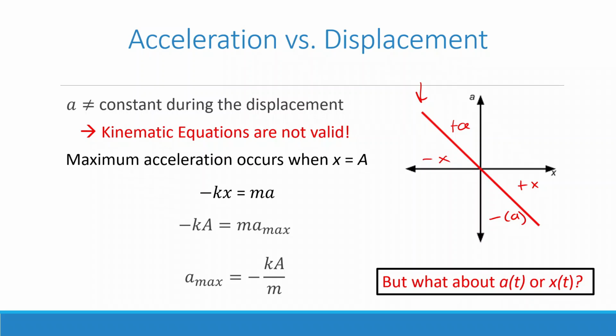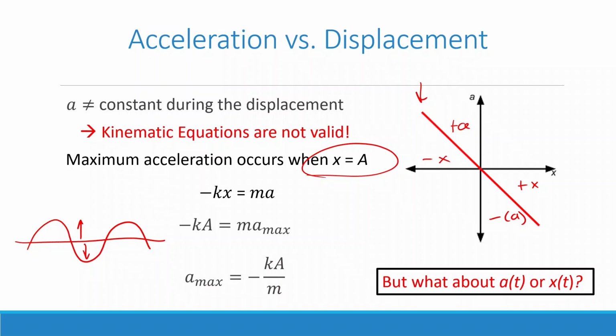If we were to take a look at the maximum values, our maximum acceleration is going to occur at the amplitude of the oscillation. Oscillations have amplitudes, so they go from positive to negative with those oscillations. So our maximum acceleration is going to be negative kA over m.